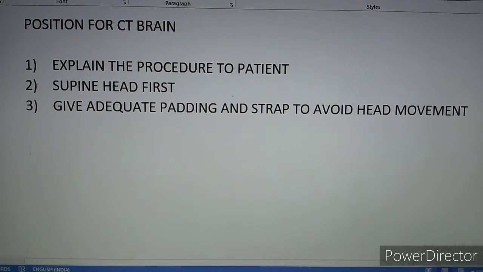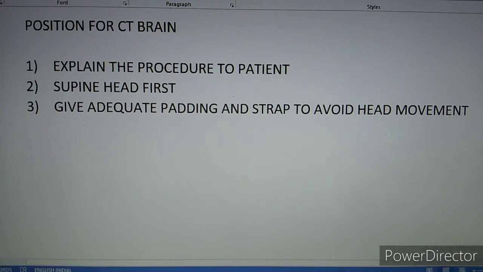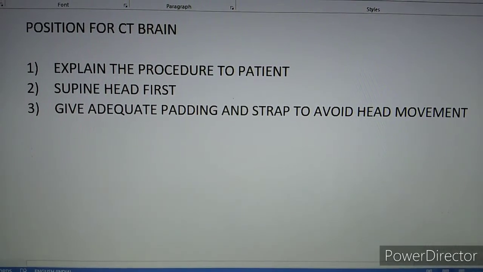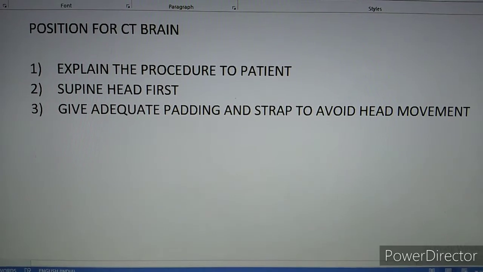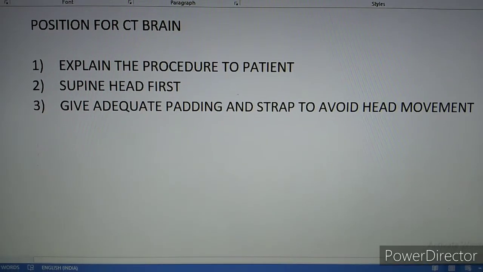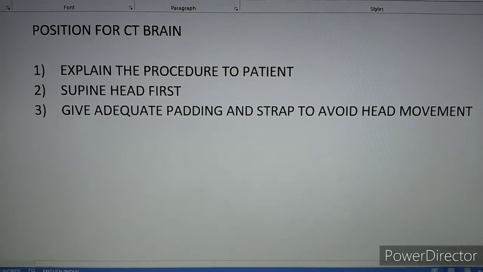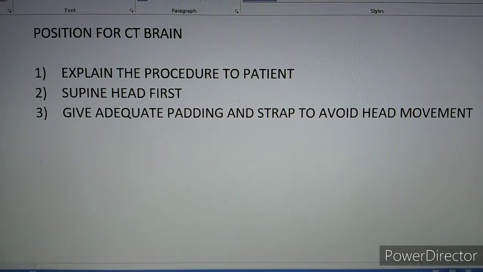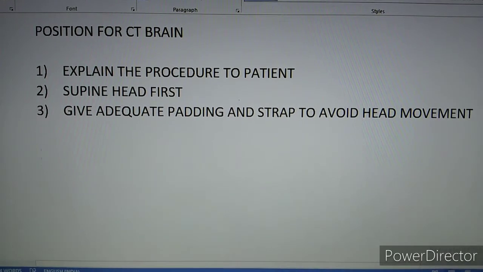Next thing, the position for CT brain. We have to explain the procedure to the patient. Second, the position for CT brain should be supine, head first. Another thing, we have to give adequate padding and we have to strap the patient so the head is fixed and the patient should not move.